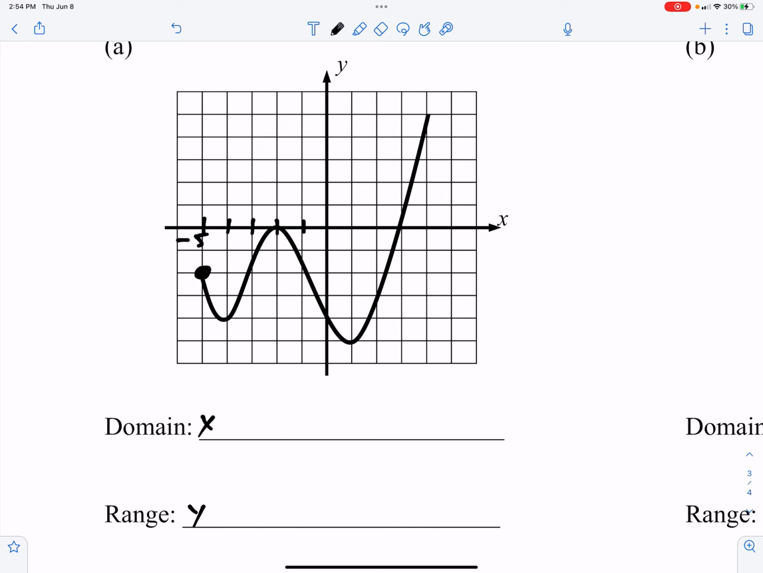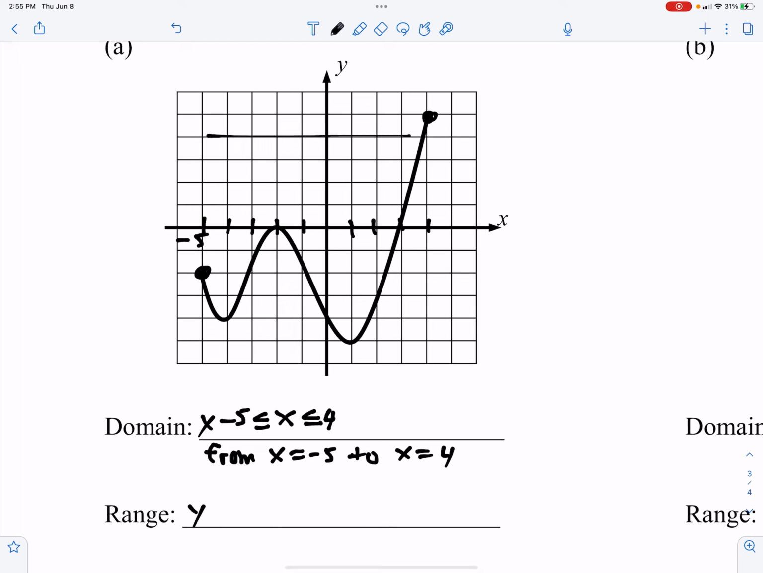So the graph goes from x equals -5 to x equals 1, 2, 3, 4. That means x is less than or equal to 4, because it includes 4, while simultaneously greater than or equal to -5. So that's one way we can do the interval notation on the domain.